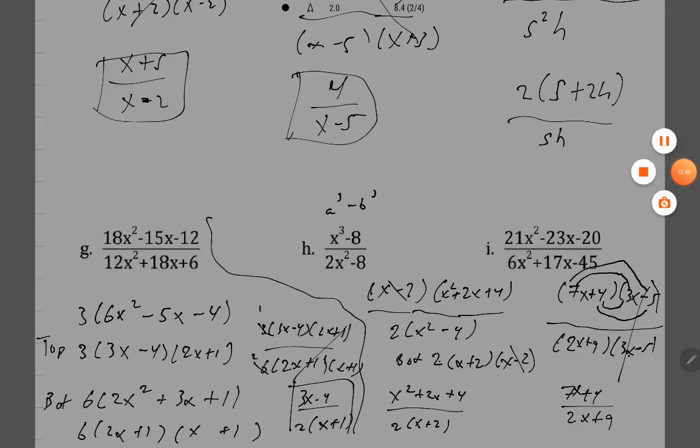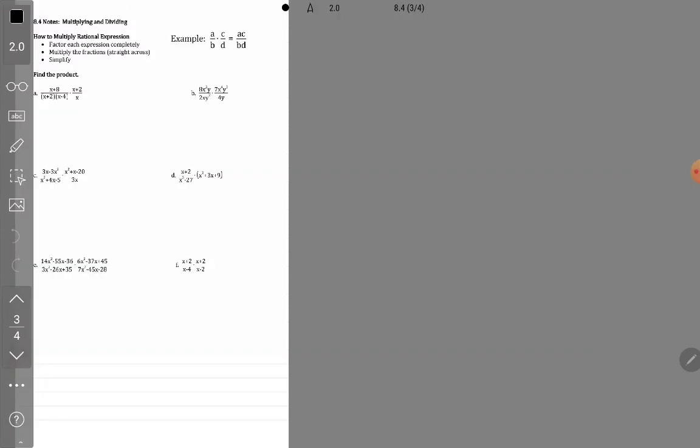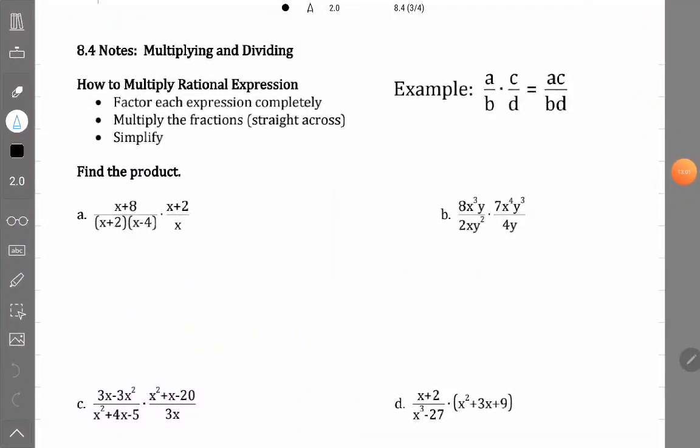Let's move on to multiplying. Here we go. So it's basically the same thing, but we're going to multiply. And we got our 3 steps here. Step 1, factor each expression completely. Step 2, multiply the fractions, and when you multiply fractions, you go straight across the top, straight across the bottom. And step 3, simplify. Okay, so these are being multiplied.